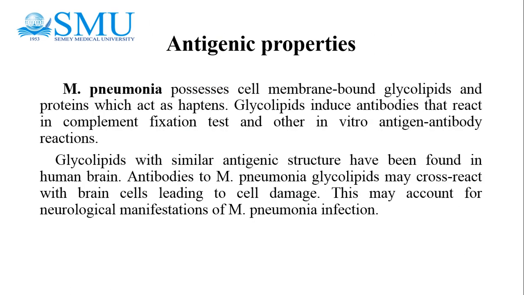And the antigenic properties: Mycoplasma pneumoniae possess cell membrane-bound glycolipids and proteins which act as haptens. Glycolipids induce antibodies that react in complement fixation test and other in vitro antigen-antibody reactions, and glycolipids with similar antigenic structure have been found in human brain, and antibodies to Mycoplasma pneumoniae glycolipids may cross-react with brain cells leading to cell damage, and this may account for neurological manifestations of Mycoplasma pneumoniae infection.